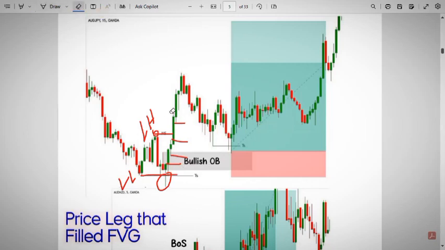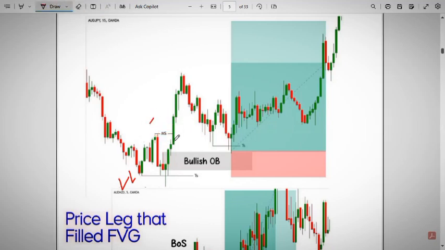But what happened here is price first filled the fair value gap. See this, price came down into this fair value gap, and after tapping into this, you see this leg here. This leg is the one that filled the fair value gap. So it filled the fair value gap, but it didn't tap into this bullish order block, which means we still have something that was not yet confirming us to take a buy.